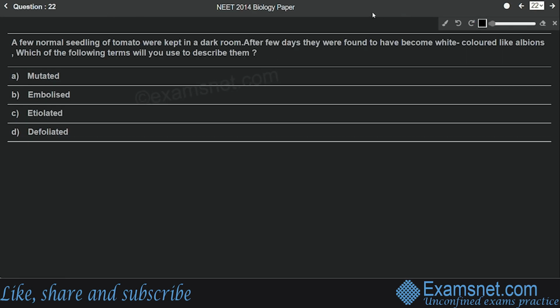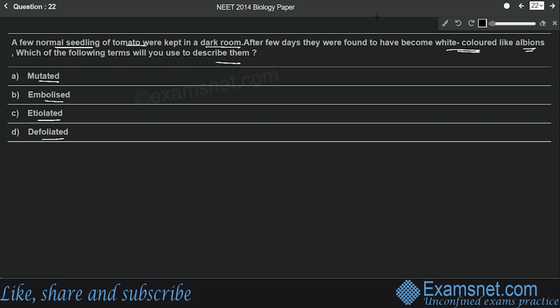Question number 22 can also be related to photosynthesis, and the question is, a few normal seedlings of tomato were kept in a dark room. After a few days they were found to have become white colored like albinos. Which of the following terms will you use to describe them? Options are mutated, embolized, etiolated and defoliated.